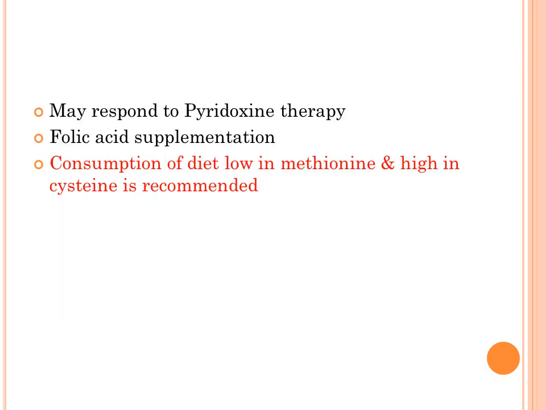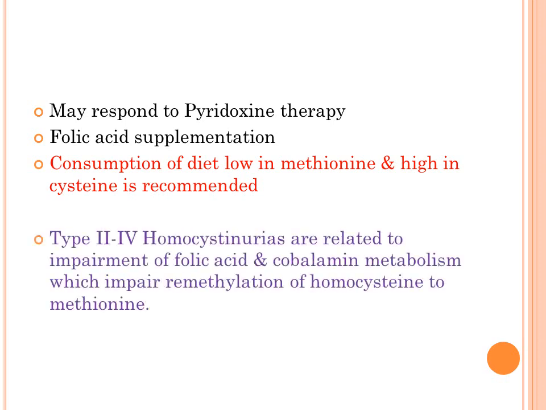Now how can the patient be managed? Vitamin B6 is a coenzyme for this particular reaction, whose enzyme is deficient here. So some patients may respond to pyridoxine, although folic acid supplementation has also been successful. The other dietary modification can be a diet which is low in methionine, but you have to provide cysteine so that the sulfur in the body can be of sufficient amount.